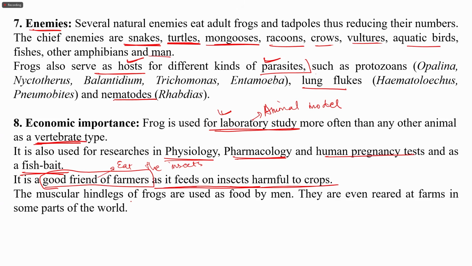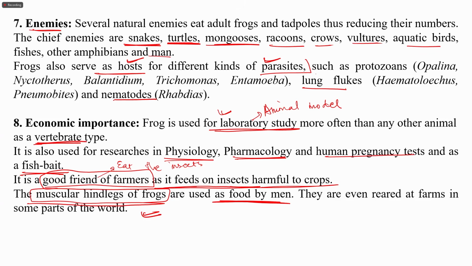The muscular hind legs of frogs are used as food by man. In certain areas of the world, people eat the muscular hind legs of frogs, and they are even reared at farms in some parts of the world for eating purposes. Therefore, frogs carry a high economic importance. They are used for laboratory studies to understand the vertebrate system, for research in physiology, pharmacology, and human pregnancy tests, and they are good farmer friends.